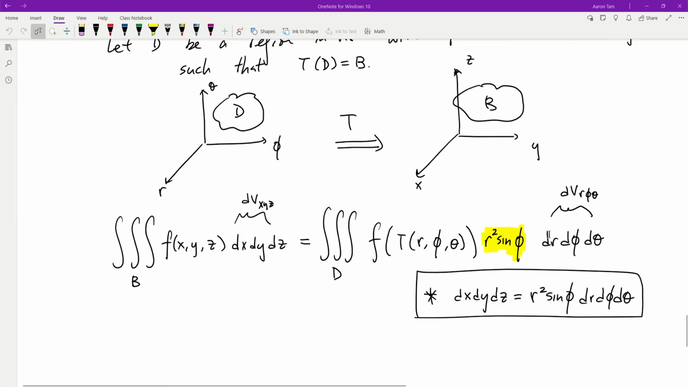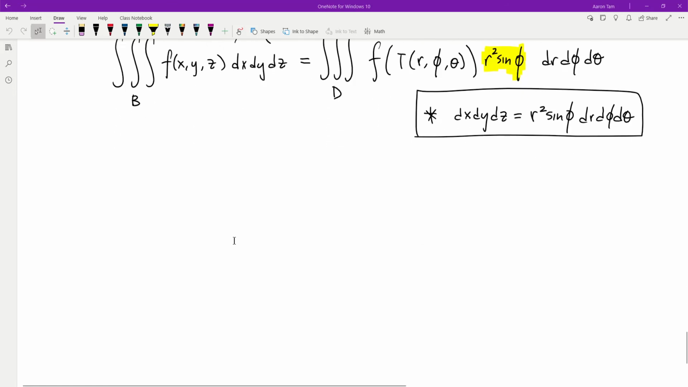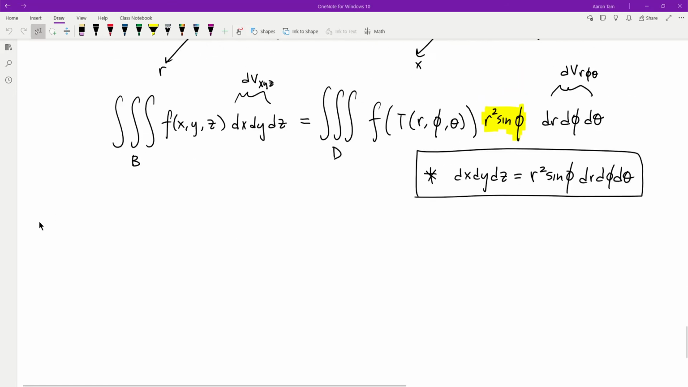And we replace dx dy dz with dr d phi d theta, but to do so we need to account for the ratio between these two sets of differentials, and for the spherical coordinate system the ratio is r squared sine phi. We'll explain how that comes about eventually when we get to the Jacobian theorem. Right now you just have to trust me and know that's what it is for your test.